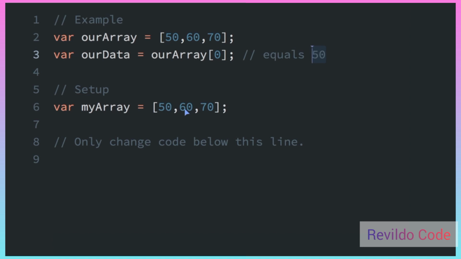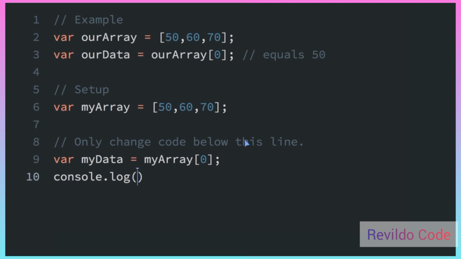My array equals 50, 60, 70. So let's try to find the first element in that array. So var myData equals myArray, and then I'm going to do index 0. I could do index 1, index 2, and then if we console.log that, we can see for sure what that is. So if I put myData, we can see in the console, it's 50.